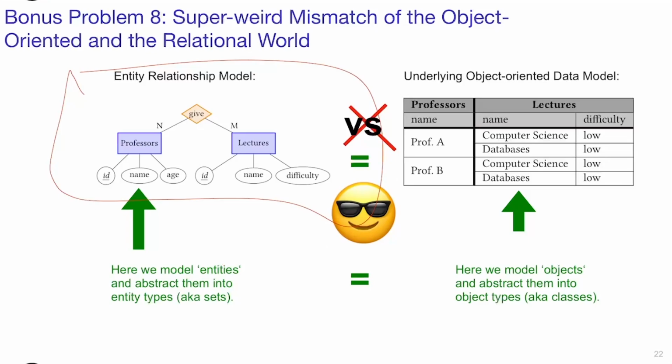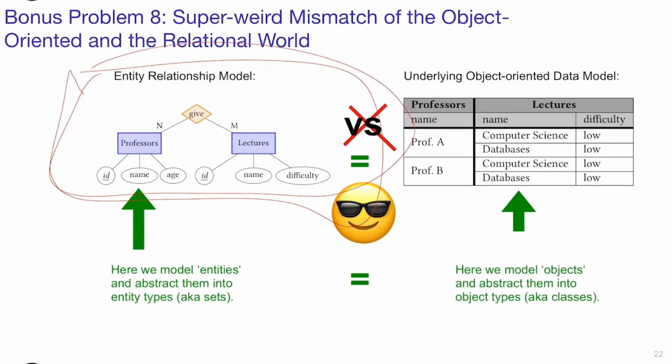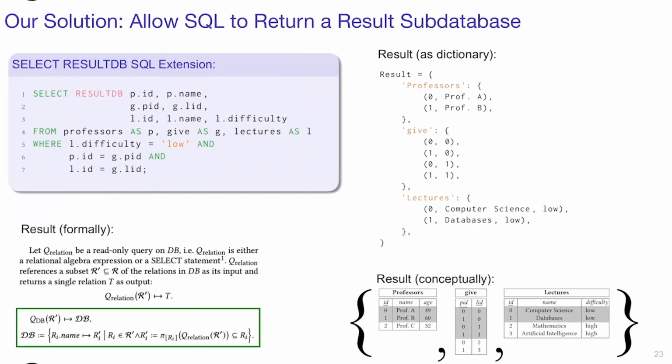Yeah? That's a big problem. But at the end of the day, this is already an object-oriented model. And if you combined that with this idea to return sub-databases, you would actually solve all of these problems. But it's a longer story, actually. I just wanted to mention it because I believe this approach also solves this problem.